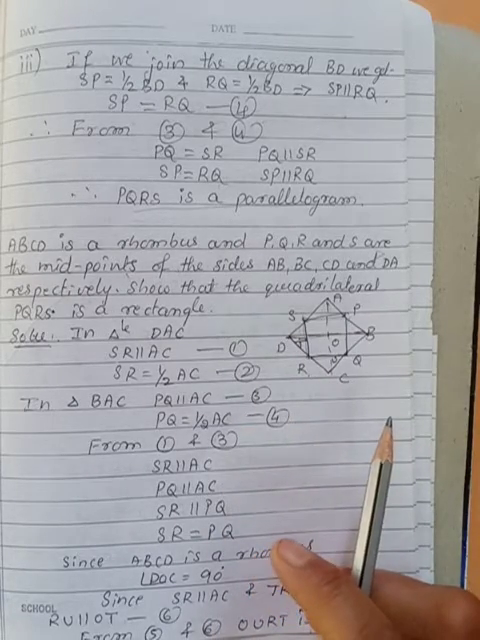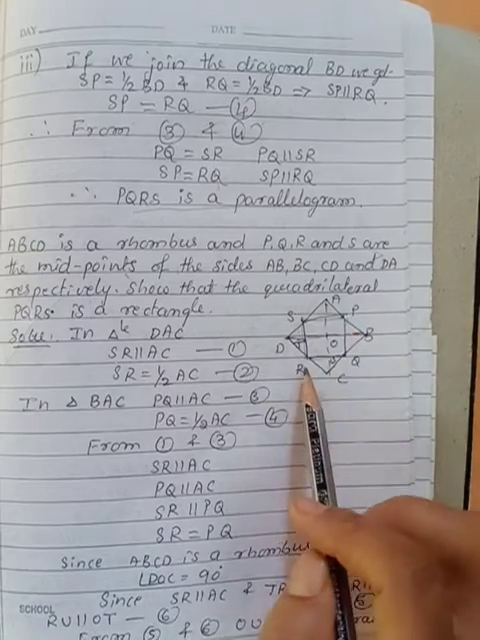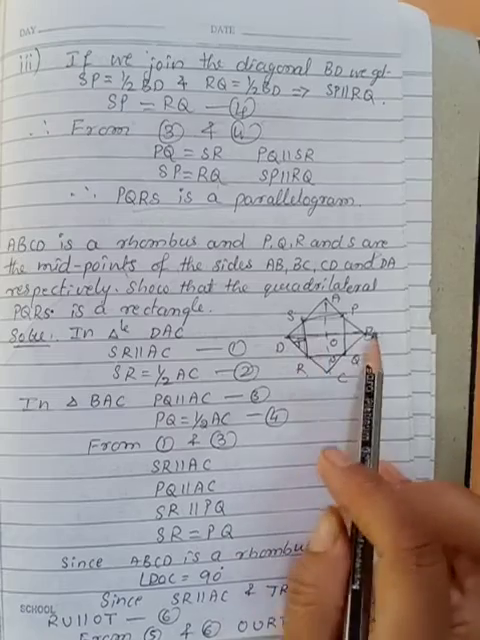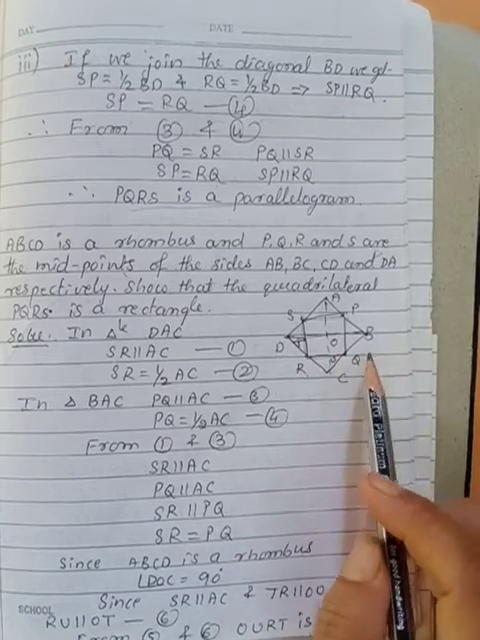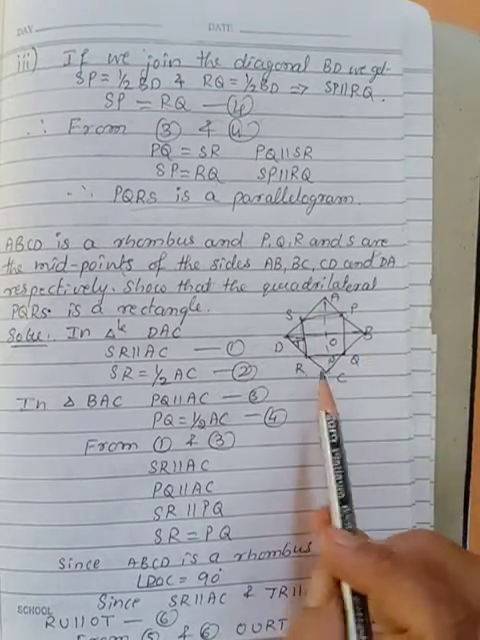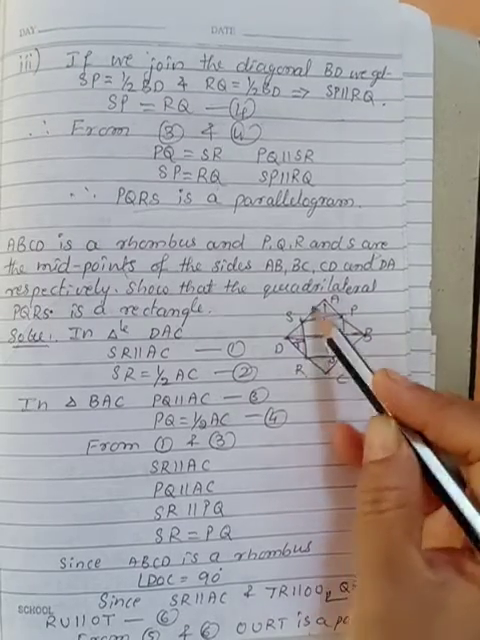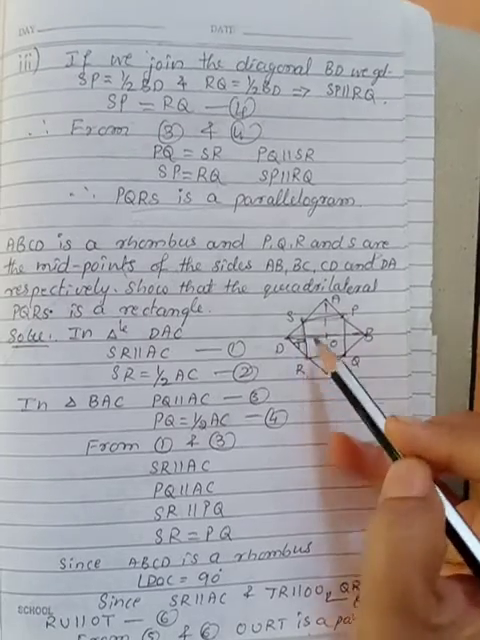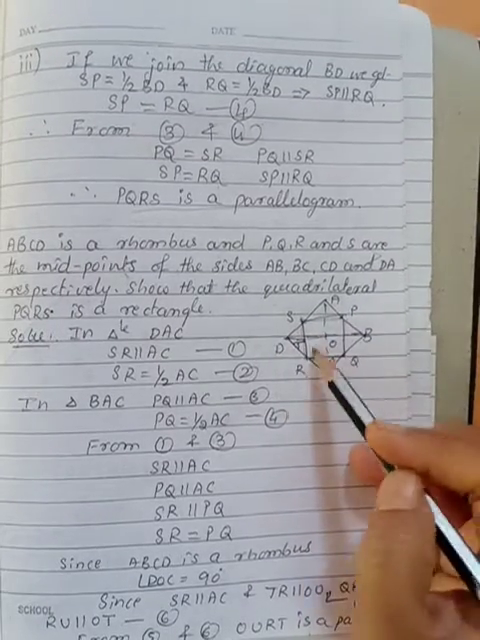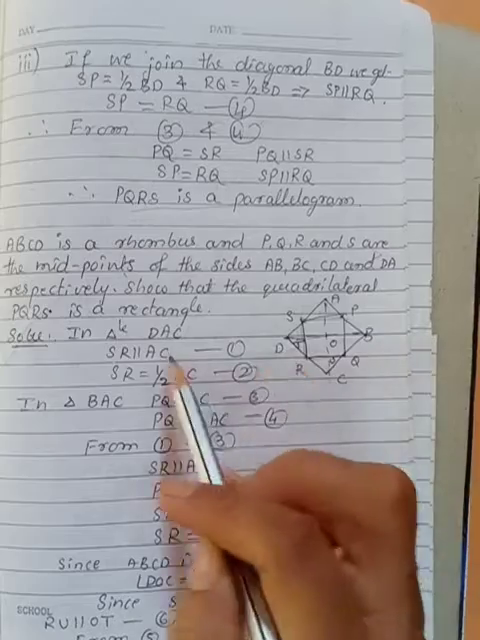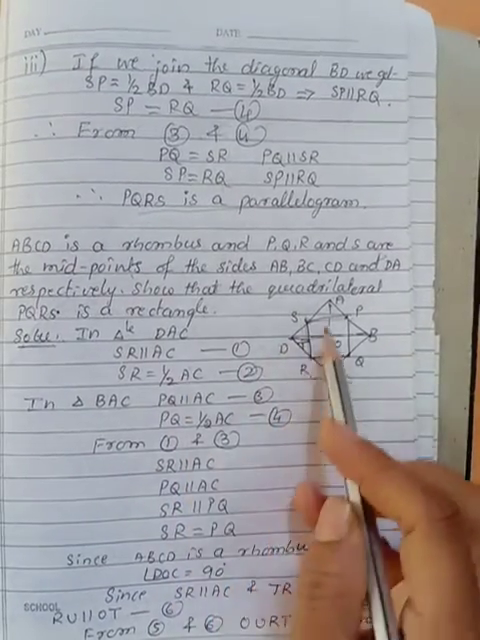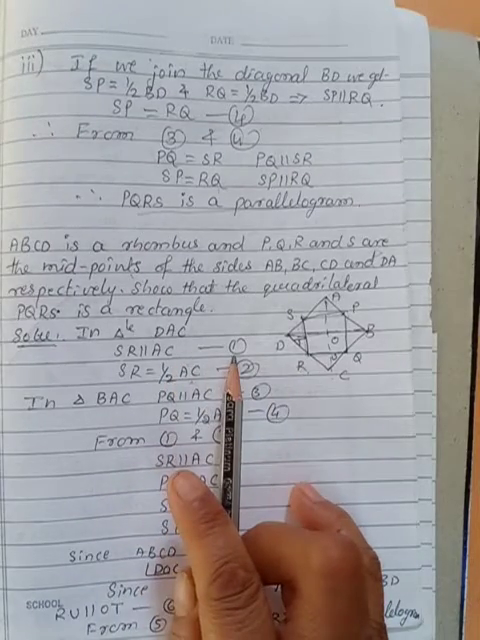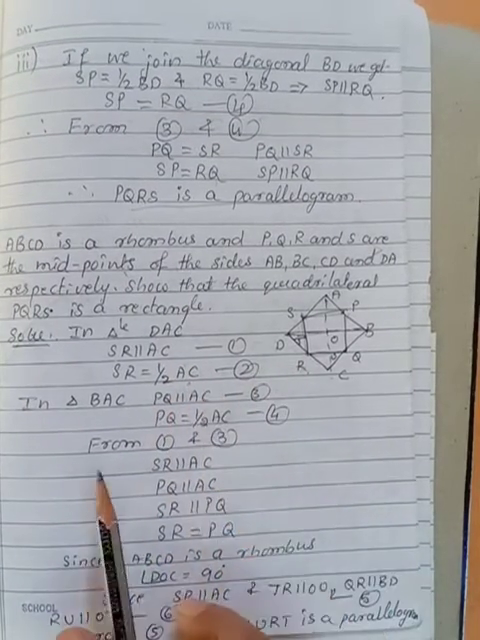Now in that, all these are midpoints. So let us join the diagonals: AC I have joined, BD you should also join. Here you check it out. In triangle ADC, S and R are the midpoints of AD and DC. That's why SR is parallel to AC, and even SR is half of AC. Call SR parallel to AC as 1 and SR equal to half of AC as 2.